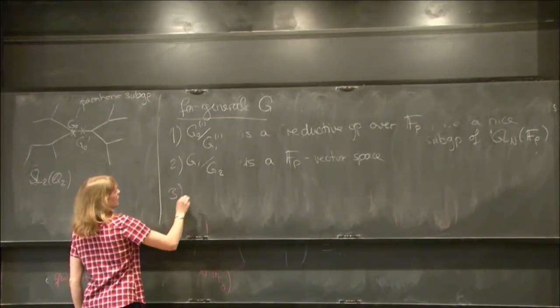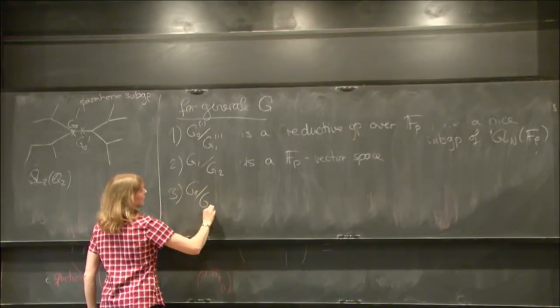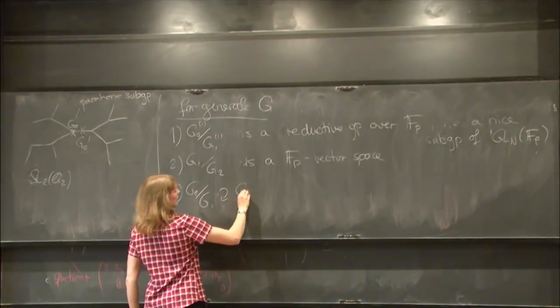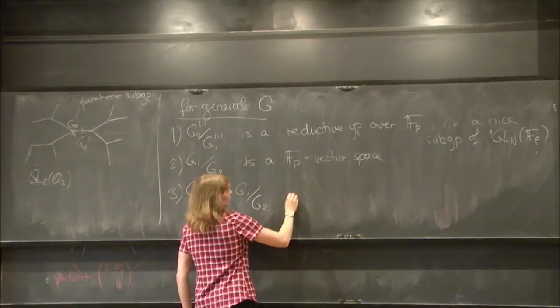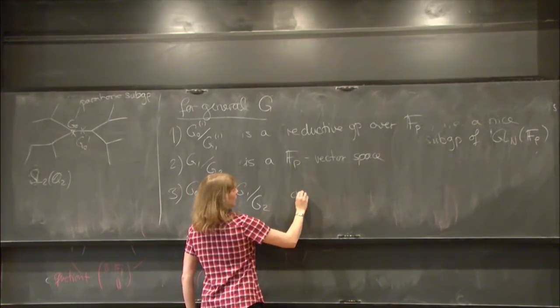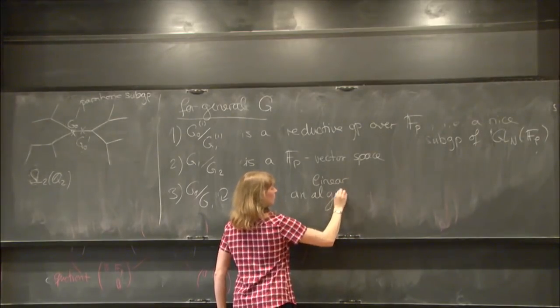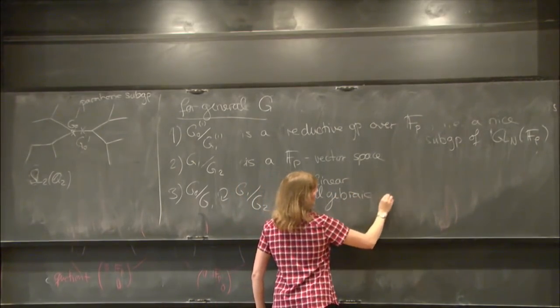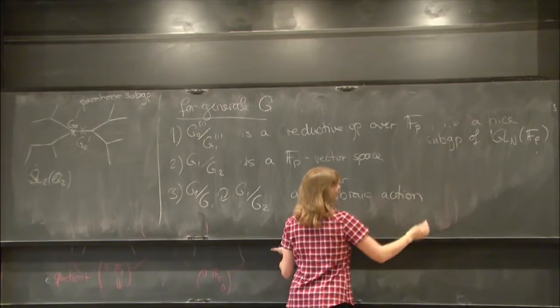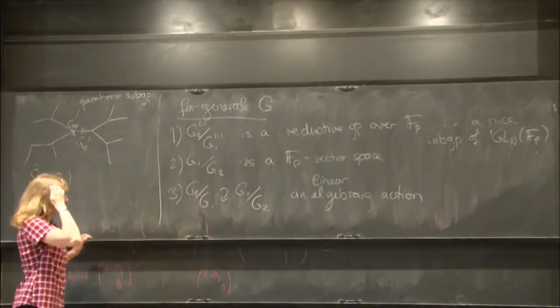And most importantly, you always have this action of G0 mod G1 acting on G1 mod G2. That's an algebraic, linear algebraic action. So that means there's a lot of structure hidden.